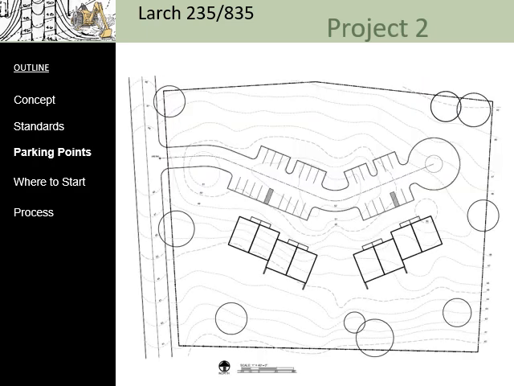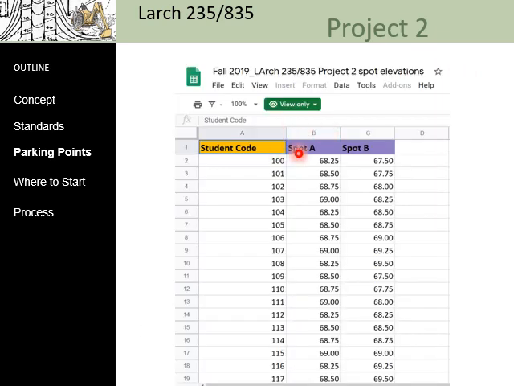Now we want to take a moment to talk about your assigned parking points. That is, each of you will be given a specific elevation for specific locations within the parking lot. Those locations are shown here on this drawing, and they'll also be shown in your AutoCAD drawing. So for these spots in the parking lot, you will each be assigned specific elevations that you have to use, and you'll find that according to your student code.